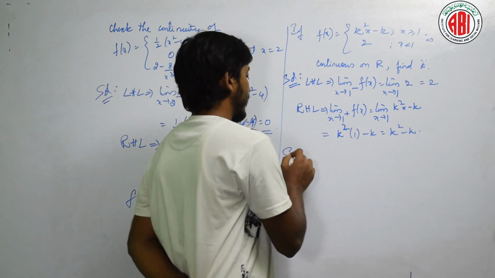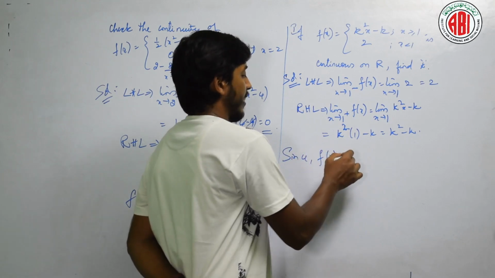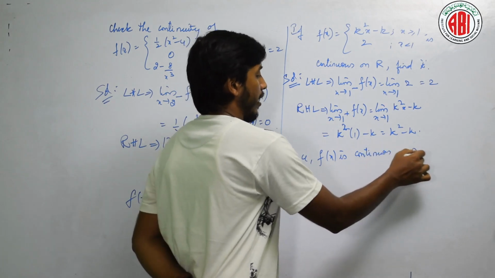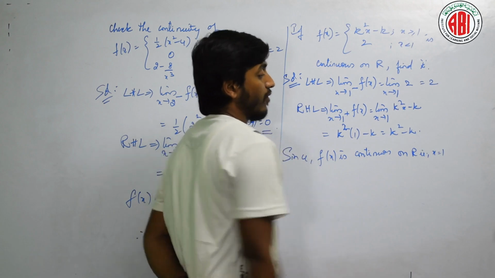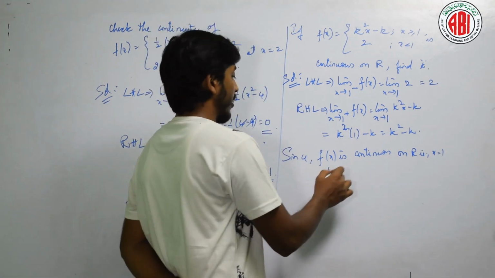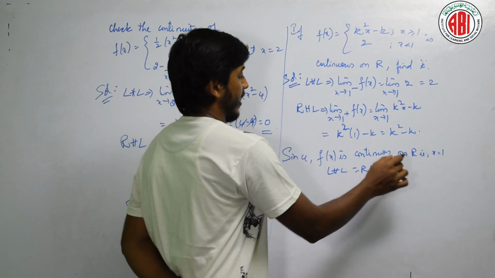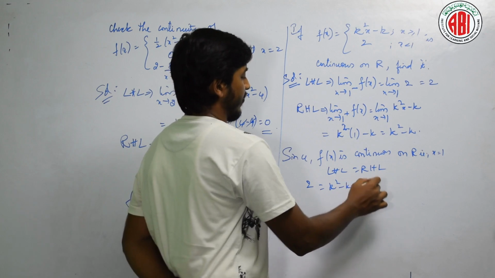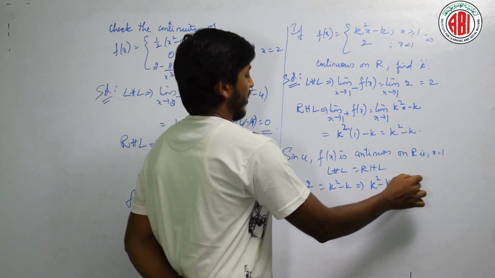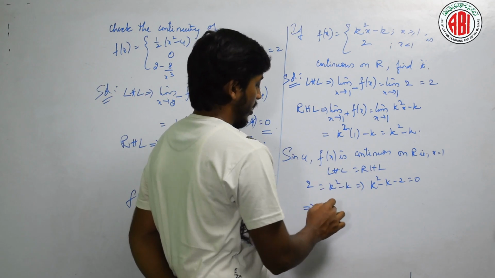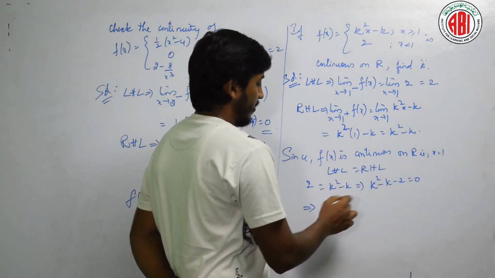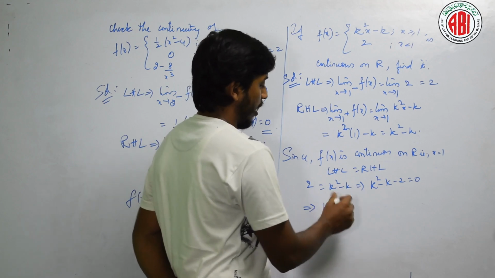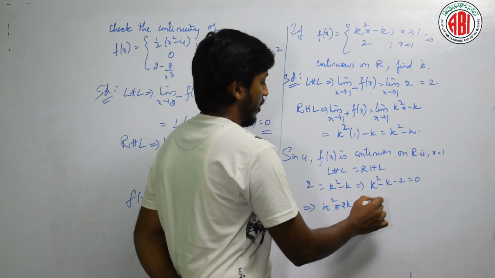Since f of x is continuous on R, it is continuous at x equal to 1 also. Therefore, LHL equals RHL. What is LHL? 2 is equal to k square minus k. Let us write everything to one side: k square minus k minus 2 is equal to 0. What are the factors? Let us write it as k square plus 2k minus 2k plus 1k minus 2 equal to 0.